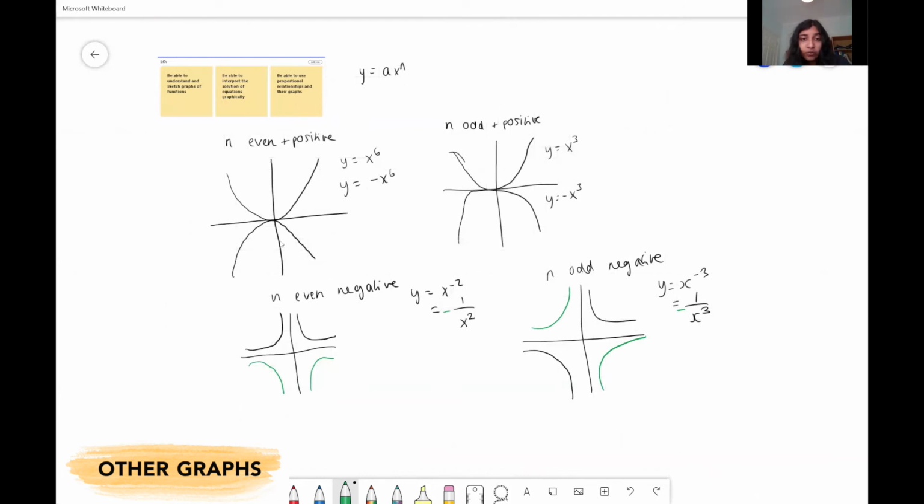So we've all gone through this. You just need to know up to power 4 really. So I've gone through all of them that you need to know, but these are quite important as well.